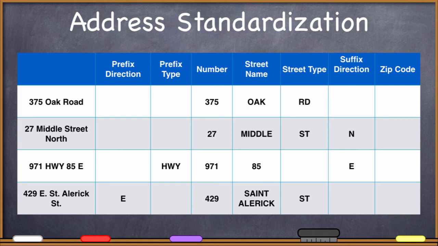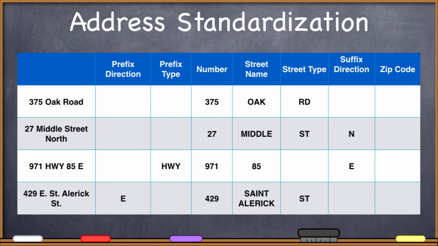So here we have a prefix direction, which is east. This house number is 429. What is the street name? It is St. Alaric Street. Or rather, it is St. Alaric, that's the name. And then what is the street type? Well, it's a street. So here we go. That is how we chop up all of these into different categories for the computer to try to be able to match these.